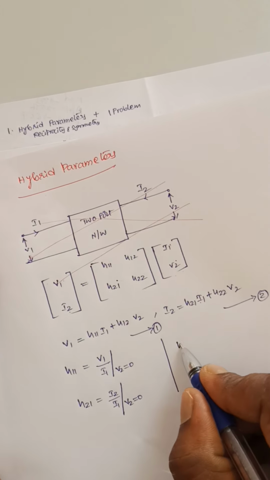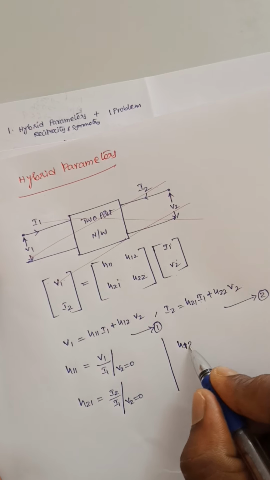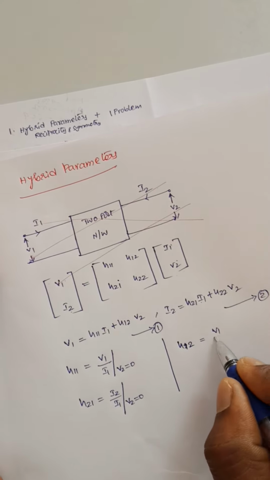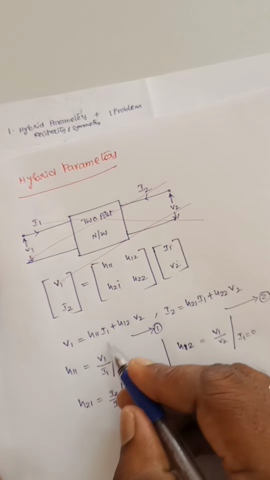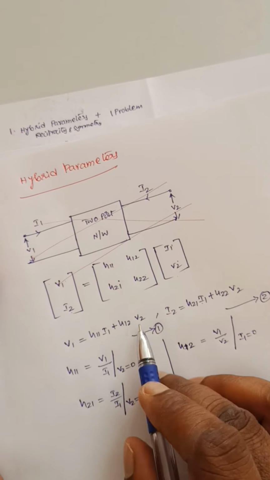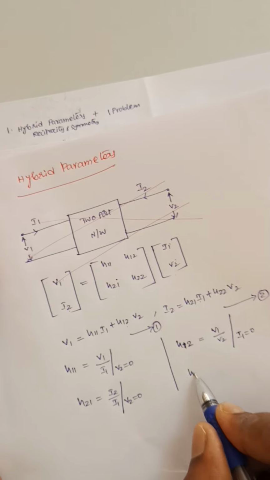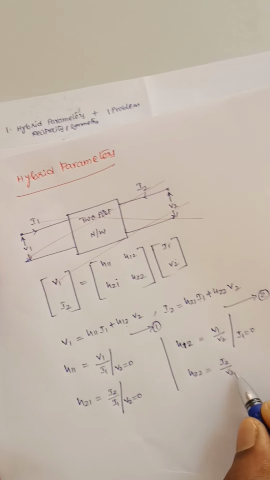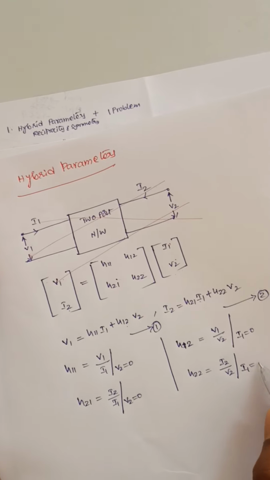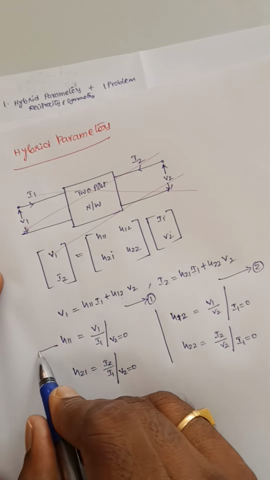Next, H12 is equal to V1 by V2 at I1 equal to 0. By making I1 equal to 0, I can find H12 is equal to V1 by V2. Similarly, H22 is equal to I2 by V2 at I1 equal to 0. Right.